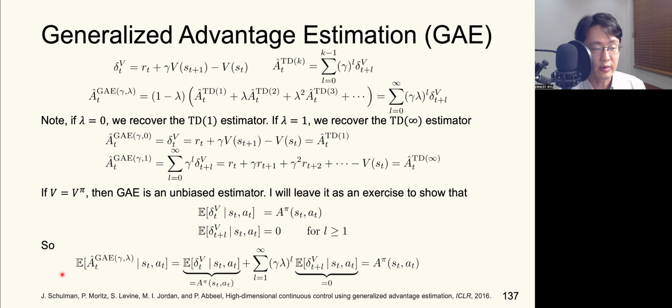So we can show, with these identities, that when V is equal to the true value function, the expectation of the GAE estimator conditioned on ST and AT, we're going to use this identity. So we have this transformation. The first term will yield the conditional expectation, the true advantage function, and the remaining terms will just contribute zero mean. So we will get the advantage function in the end, and that makes the GAE an unbiased estimator, again, when the value network is equal to the true value function.